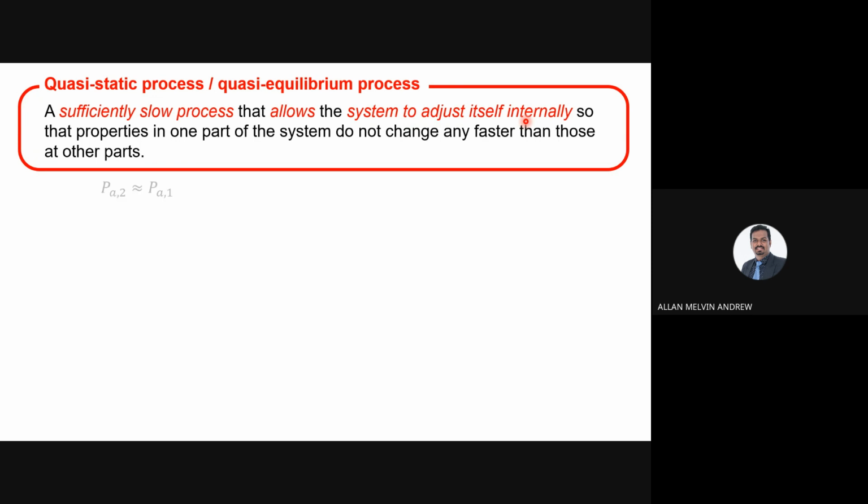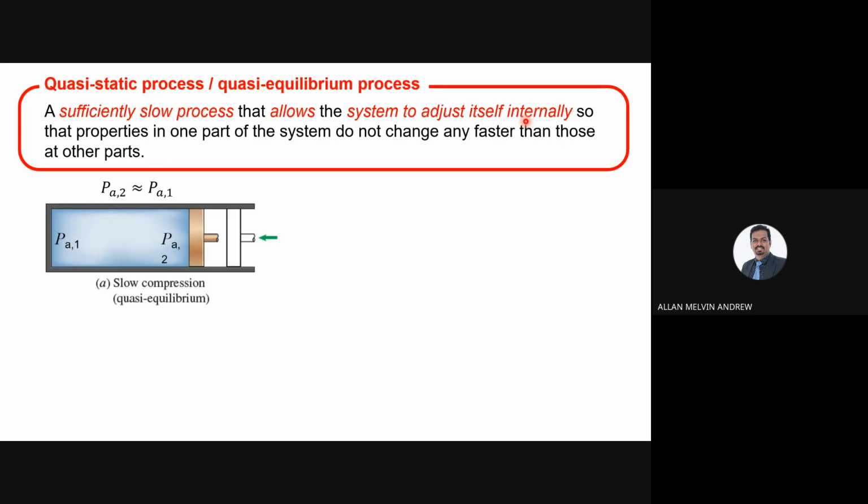I can explain to you through a figure here. Let's say you have a piston. Here you have pressure one, here you have pressure two. If pressure one and pressure two are almost the same, because of the slow compression, you are moving this piston very slowly, so the pressure is almost the same. The changes are negligible, so we call it a quasi equilibrium.